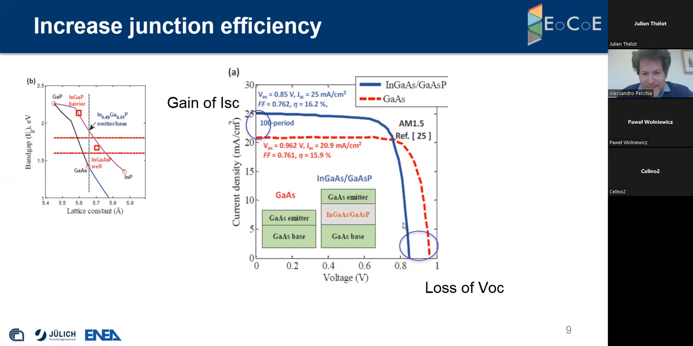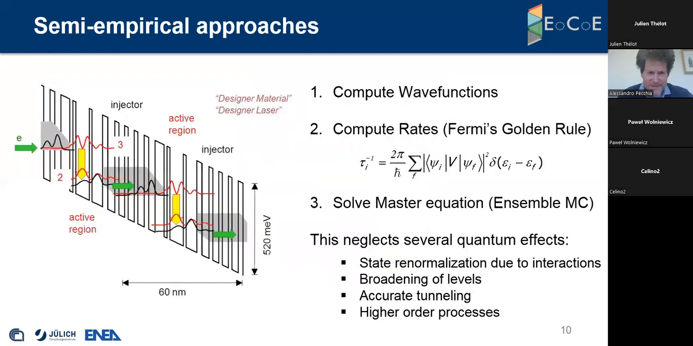In the end, the idea is to try not to lose too much VOC and increase ISC, and therefore to increase the extracted power. This demonstration, I think a few years ago, showed that you still have an increase of efficiency, although not spectacular. So it's a demonstration that the multi-junction, multi-quantum well can work in principle to increase the efficiency of the junction.